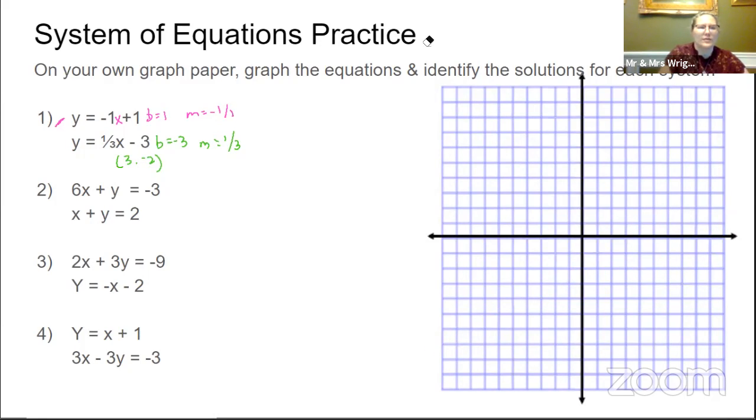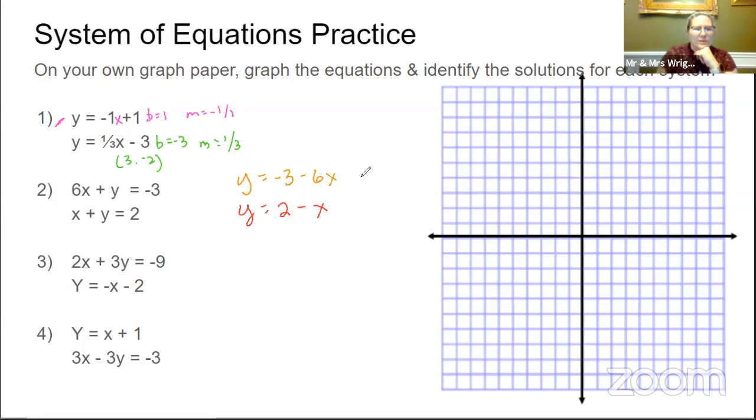All right, so let's move on here. We've got 6x plus y equals -3. I want to rearrange this, so I'm going to get y by itself. y equals -3 minus 6x. And then this one is going to be y equals 2 minus x.